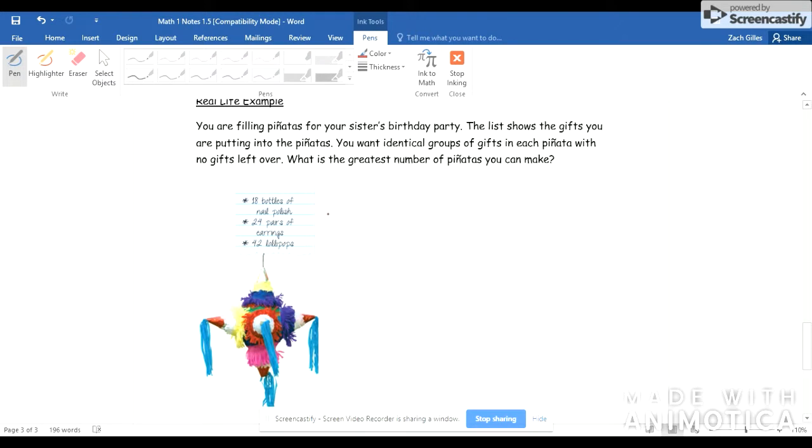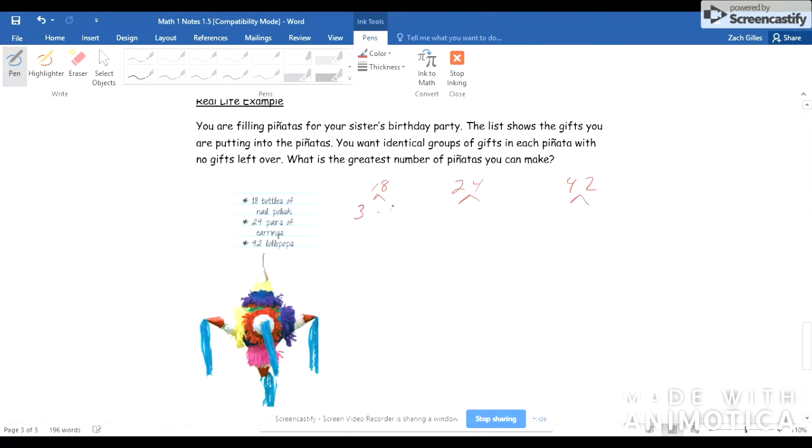Lucky sister gets 18 bottles of nail polish, 24 pairs of earrings, and 42 lollipops, okay? And we want identical groups of gifts and no gifts left over. So what we'll need to do to find the number of piñatas is find the greatest common factor, okay? In this case here, let's maybe try using the prime factorization method again, since it might be trickier. Okay, so prime factorization of 18, 24, and 42, just to get some more practice with this.